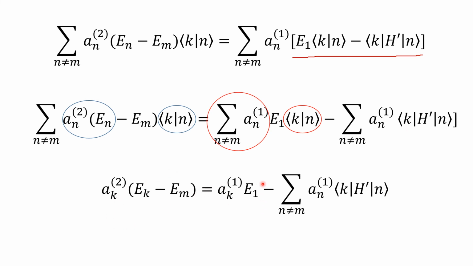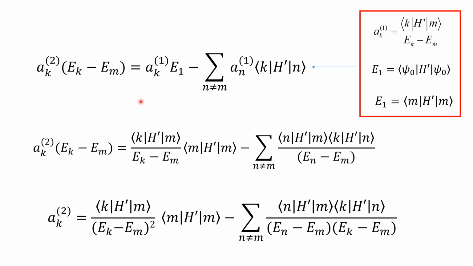So finally, in the left hand side, the first term will become a_k^(1) E_1 minus this term, when n is not equal to m. So this is our final expression. We will see further what will happen if we simplify it further. So finally, we arrived at this expression.